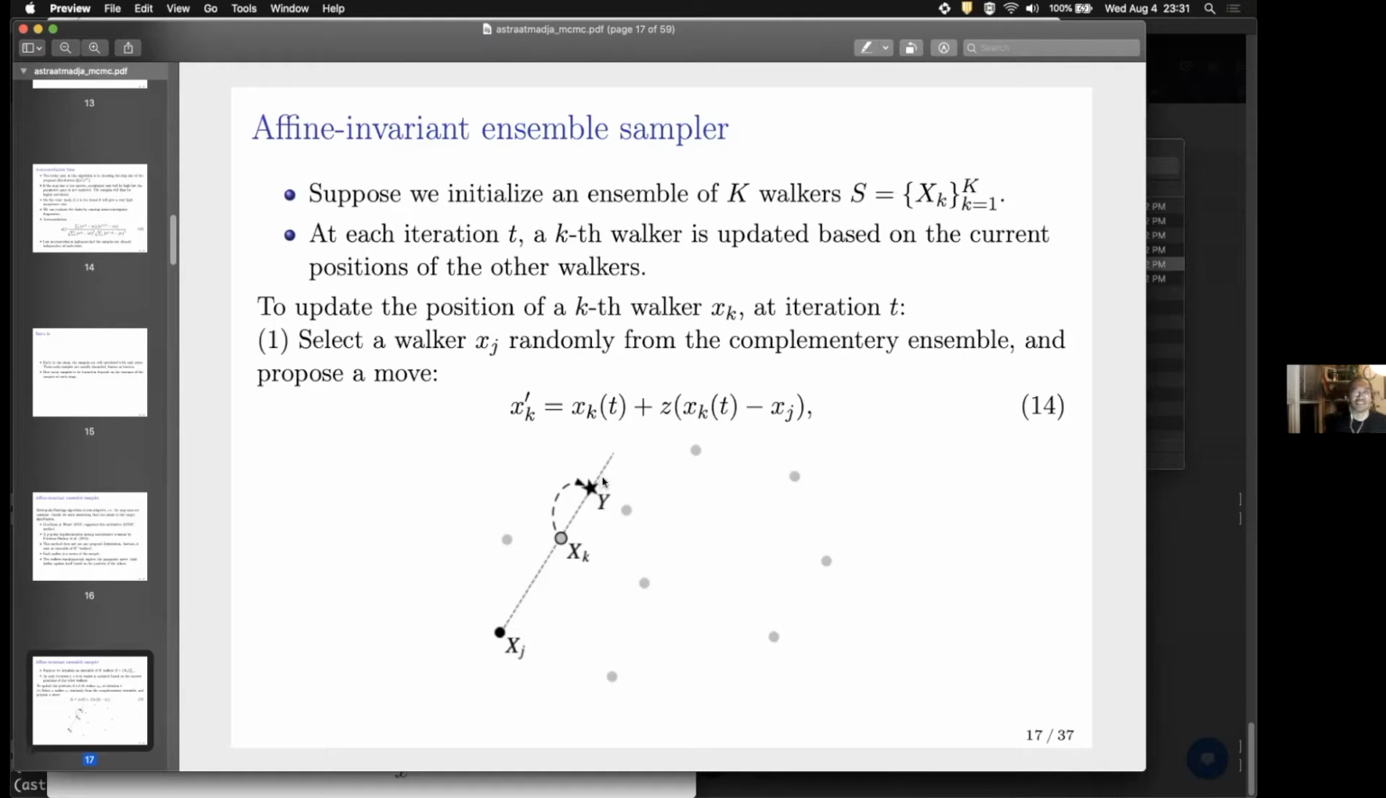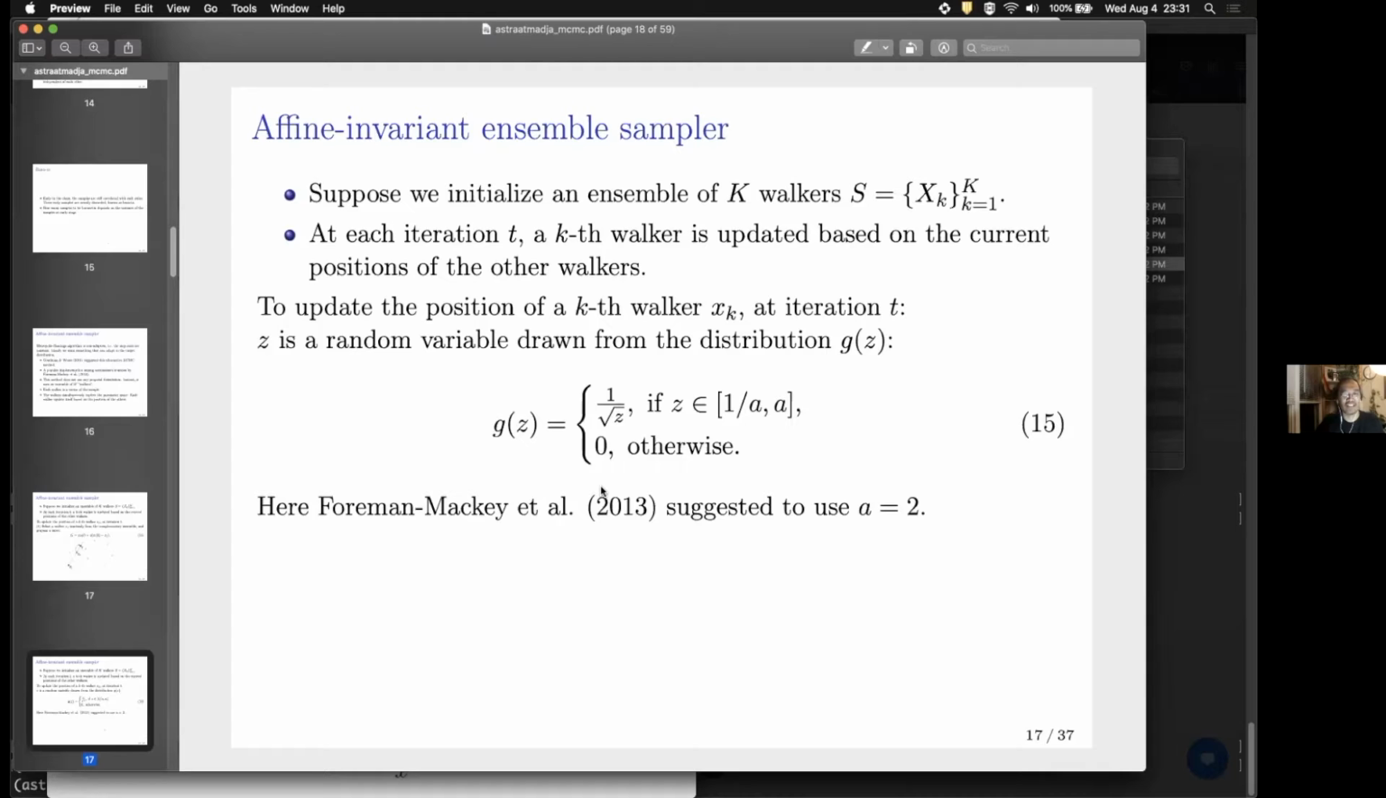The distance between the worker that we're evaluating and the new point is stretched by a certain factor Z. So that's the idea. Then we repeat the whole process for all of the other workers. And Z is the size of the stretch. This is why it's called a stretch move. At this phase, it's not constant, it's variable. The size of the stretch is randomly drawn from this distribution.